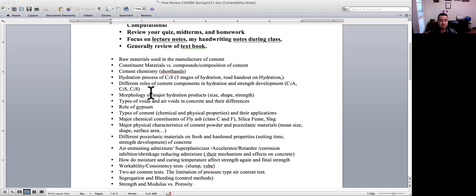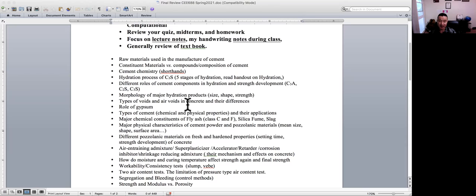And different types of voids and air voids in concrete, and their difference. From the smallest is gel pores, which is at nanometer level. Capillary pores are at micrometer level, and we have large, small, and medium capillary pores. We also have entrained air and entrapped air. So you should know these different types of air and voids.